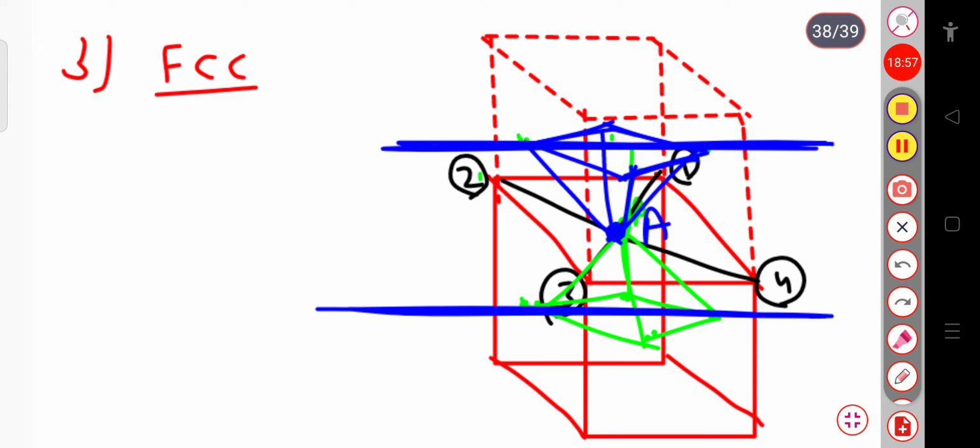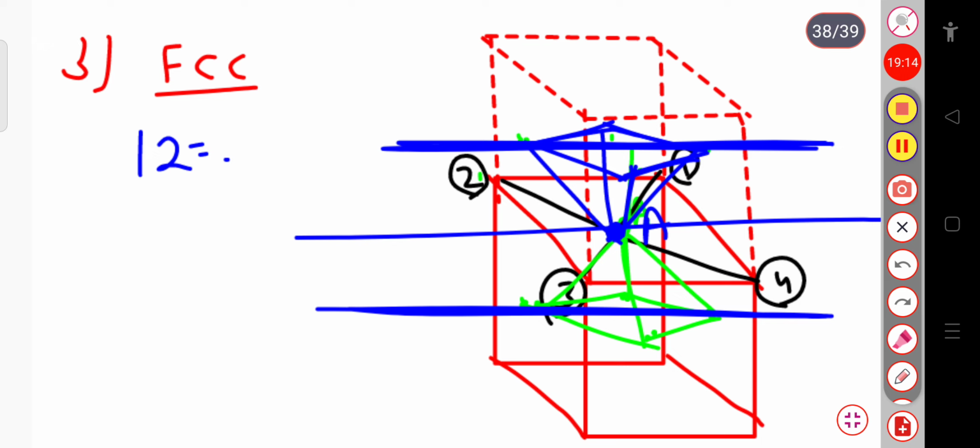So the total number of atoms present here is 4 plus 4 plus 4, that is a total of 12 atoms, which are equidistant neighbors. So these 12 are called the coordination number. So the coordination number for the FCC is 12.